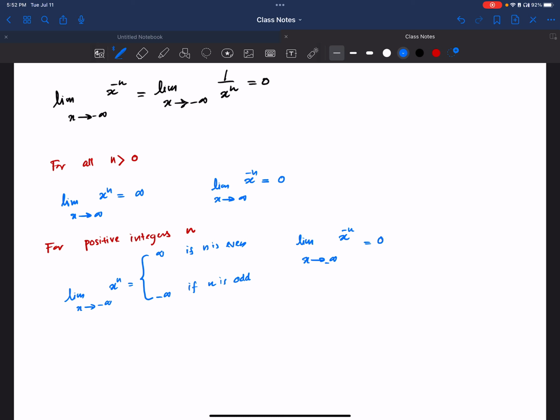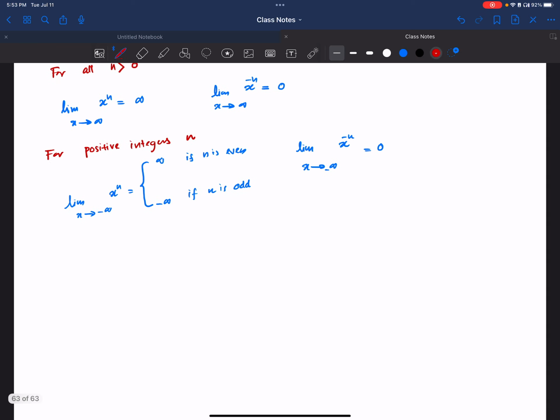Okay. And what if you have a rational number exponent, when x goes to negative infinity, which is another case. So let's see, you have p and q, where p and q are integers and greater than 0.